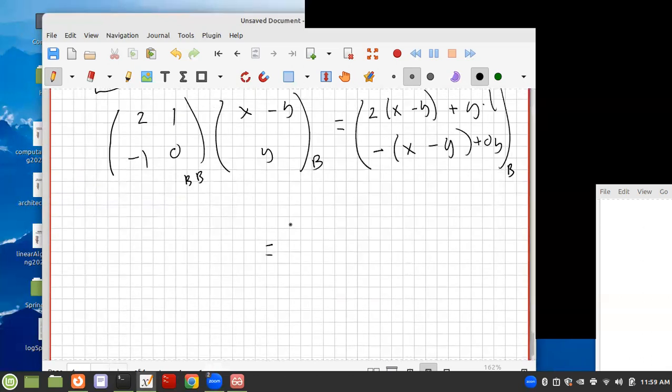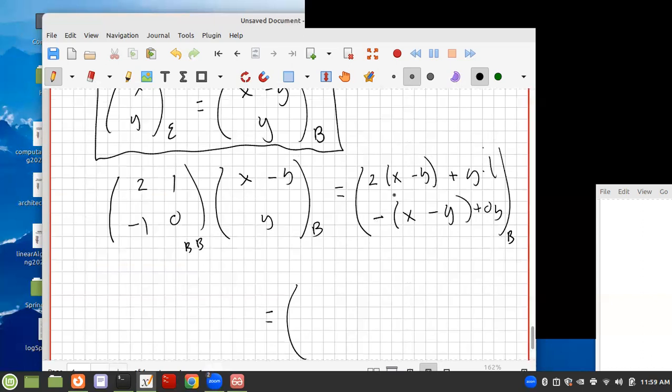Okay, so we can simplify that. Up here, this is 2x minus 2y plus y, which is 2x minus y, because we've got minus 2y plus y. And then down here, that goes away, and it's just y minus x in basis B.